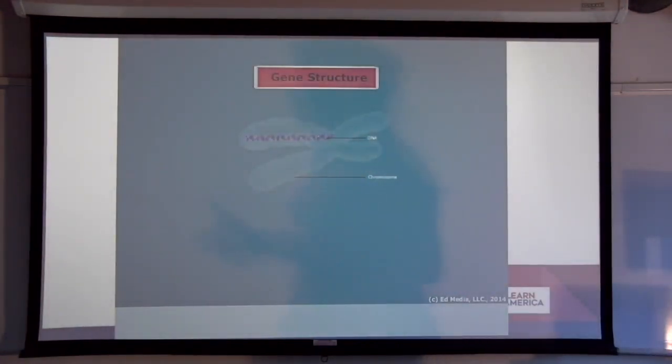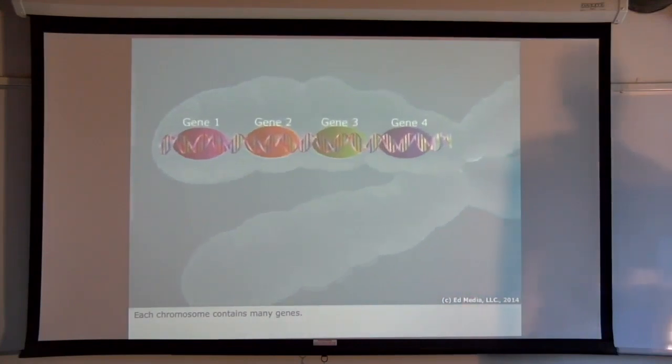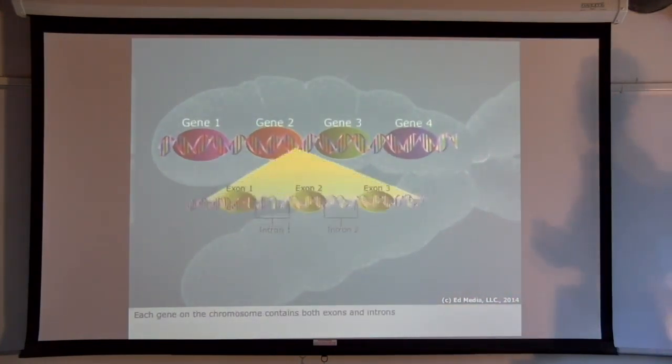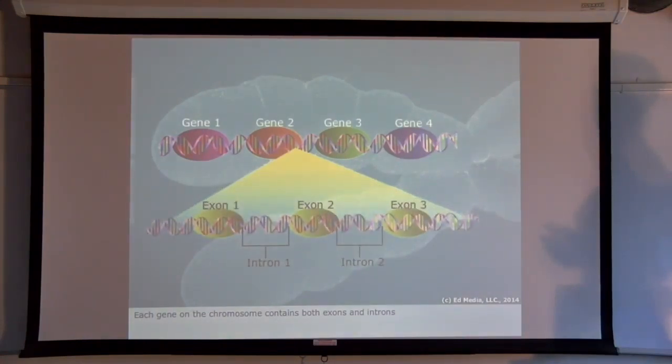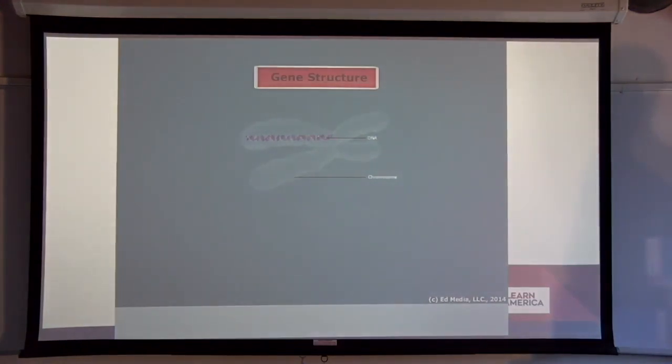Here's a quick review of genes and traits that are found inside the nucleus. Each chromosome contains many genes. Each gene on the chromosome contains both exons and introns. The exons contain the coding sequences, and the introns contain the non-coding sequences. So as you're looking inside of the nucleus, you'll find the chromosome.